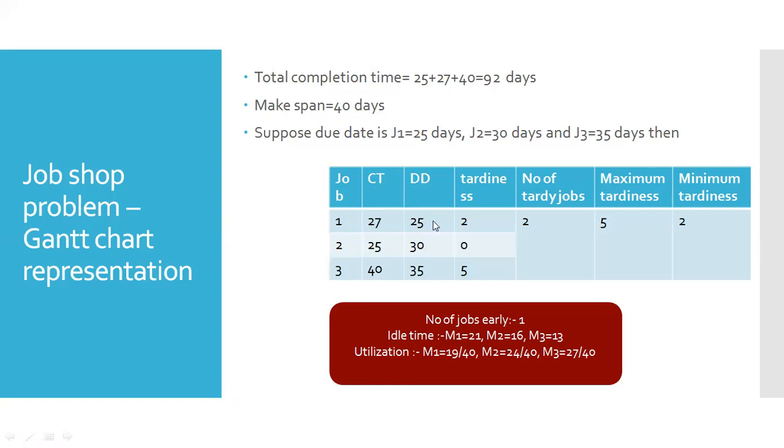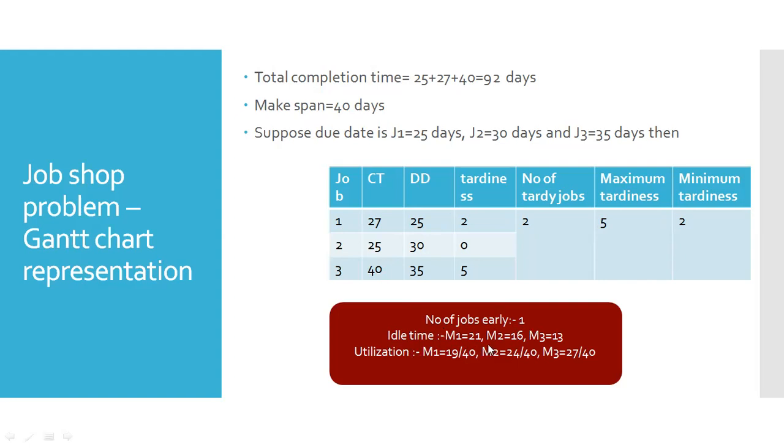Tardiness is completion minus due date, so 27 minus 25 is 2, then here it will be 0 because we don't have to consider it, and then from here 40 minus 35 that will be 5. So number of tardy jobs will be 2. Here maximum tardiness is 5, and minimum tardiness it will be 2 when you just consider this 27 minus 25. Same way for this also. The number of early jobs will be 1.